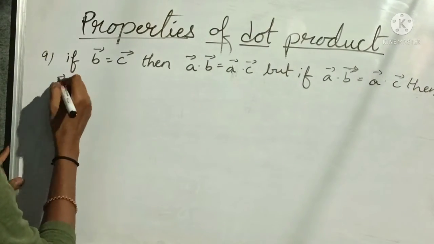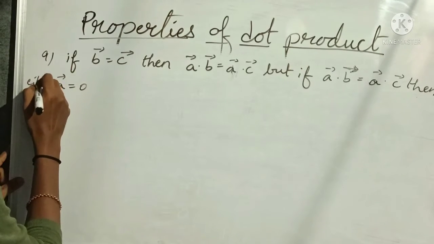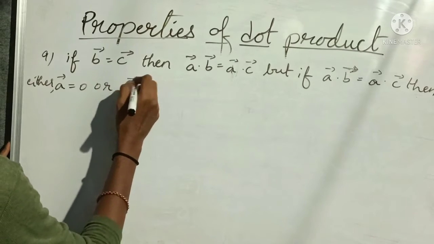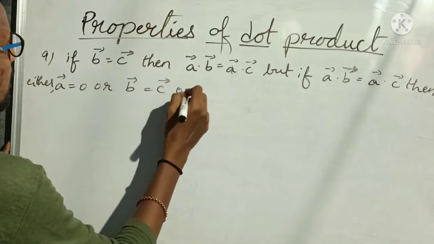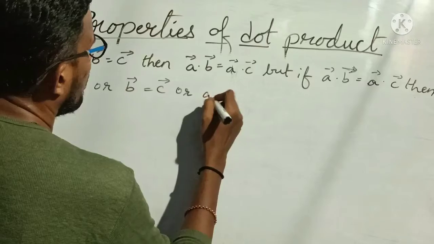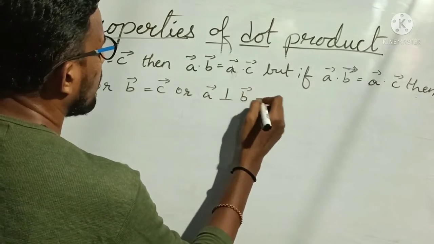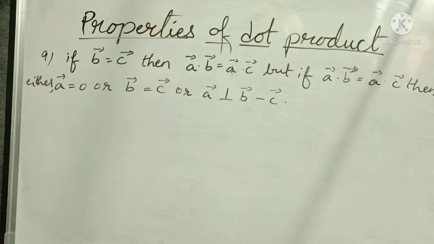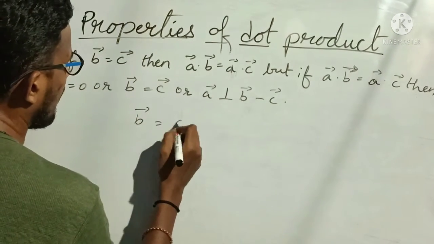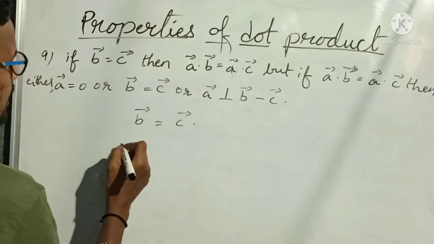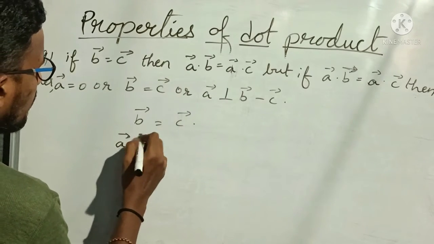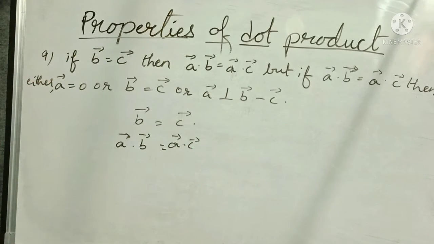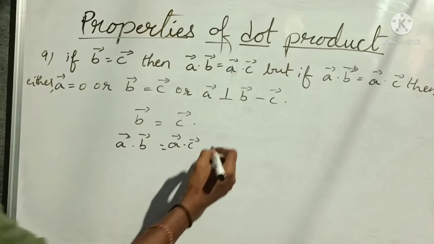That is, either A bar is equal to 0, or B bar is equal to C bar, or A bar is perpendicular to B bar minus C bar. Understood? These are the three conditions possible. See here, if B bar is equal to C bar, then multiplying both sides by A bar, I am getting directly A bar dot B bar is equal to A bar dot C bar. Right? Yes, this is directly possible.